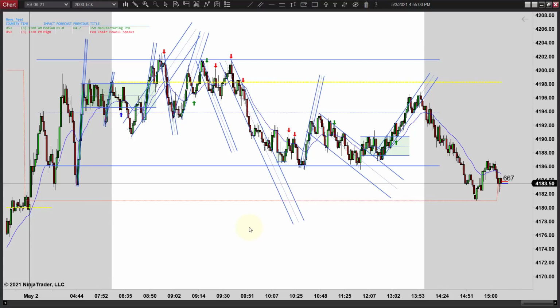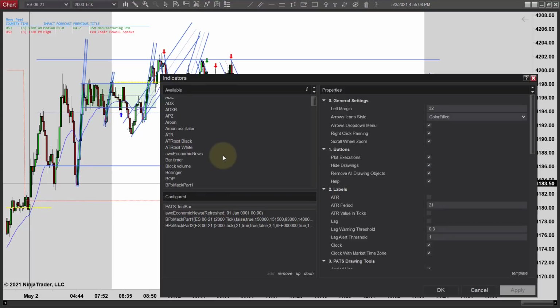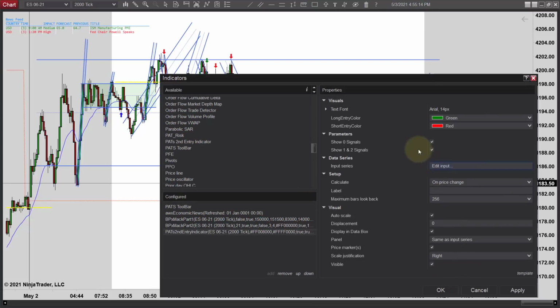It works pretty well. Let me just put it on here and I'll show it to you real quickly. I'm going to try to do this quickly so the chart lesson is not too long. If you come down here to Pat's second entry indicator, you can actually toggle on and off quite a few things here.